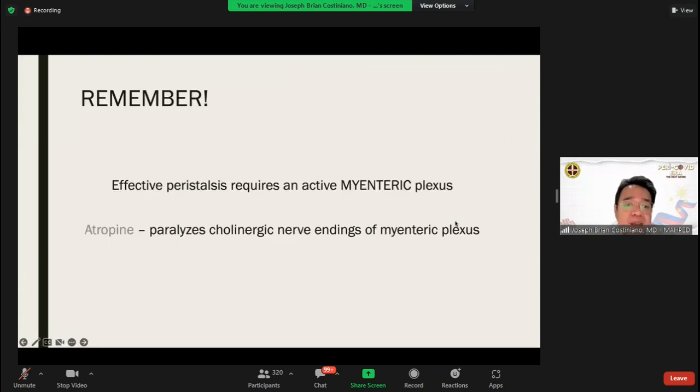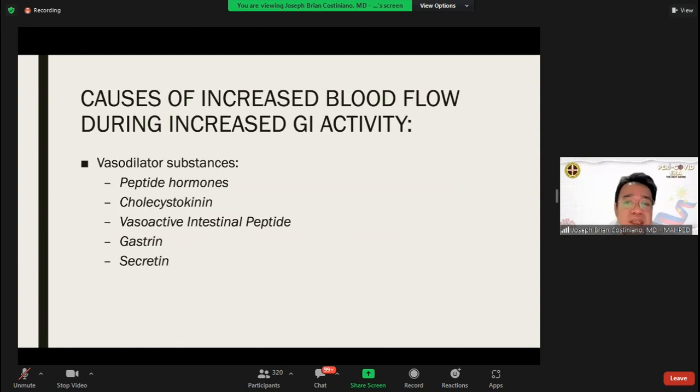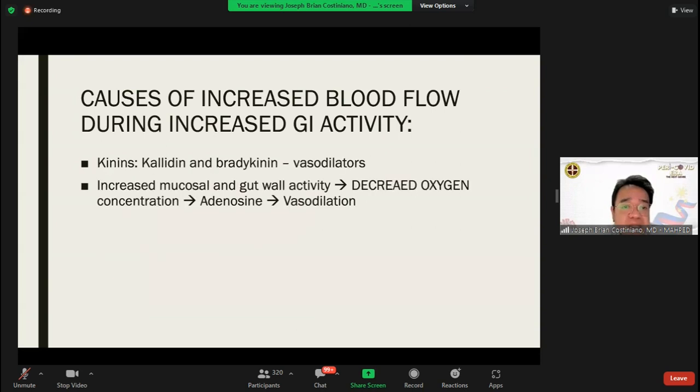Remember that effective peristalsis requires an active myenteric plexus, and your atropine can actually paralyze the cholinergic nerve endings of myenteric plexus, causing your constipation. Causes of increased blood flow during increased GI activity, you have different vasodilator substances, like for example, peptide hormones, cholecystokinin, VIP, gastrin, and your secretin.